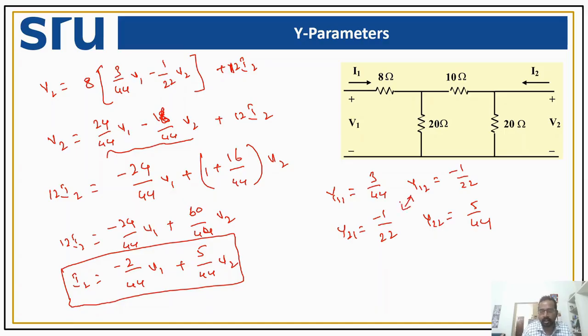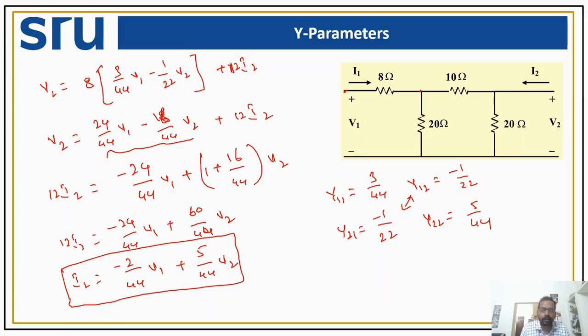And why is this reciprocal? Because there is an absence of dependent sources. However, the circuit is not a symmetrical circuit, because if you try to see here, we are having 20 and we have a 10, but we have 8 ohms between this particular node and this particular node, and there is no resistance. As a result, these two ports behave differently.